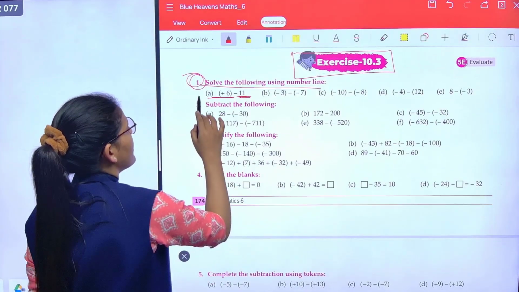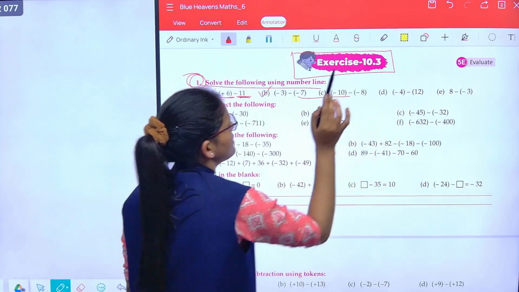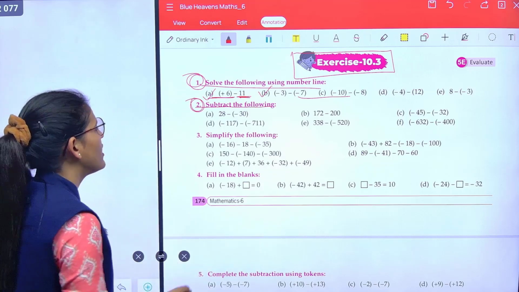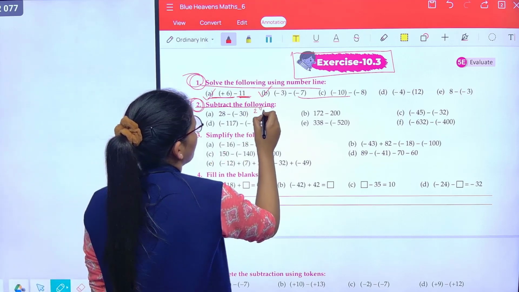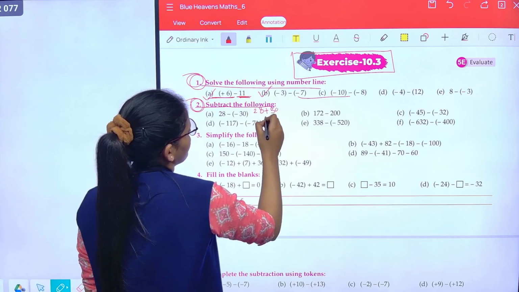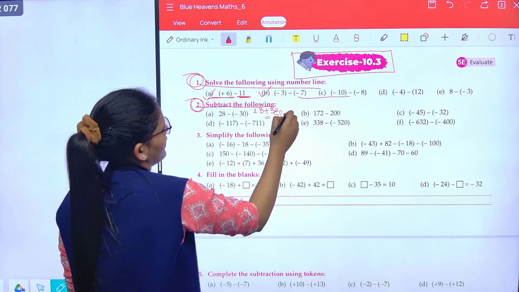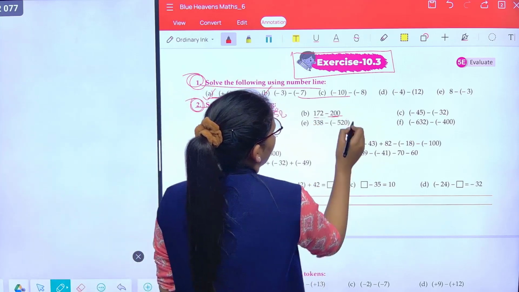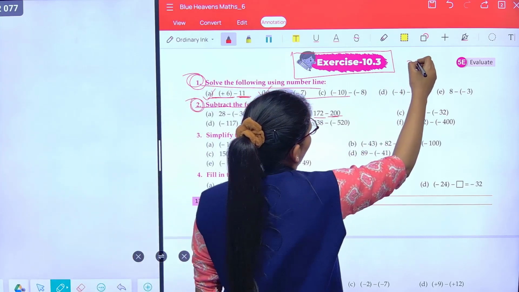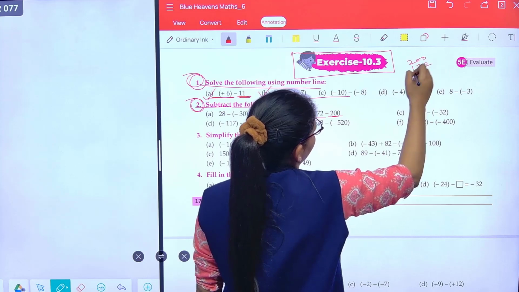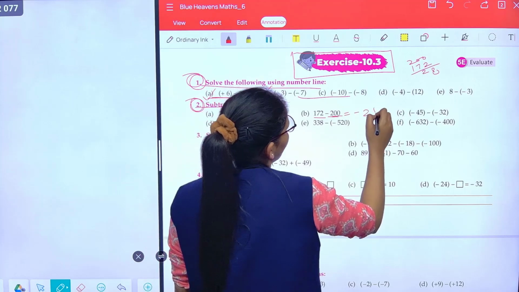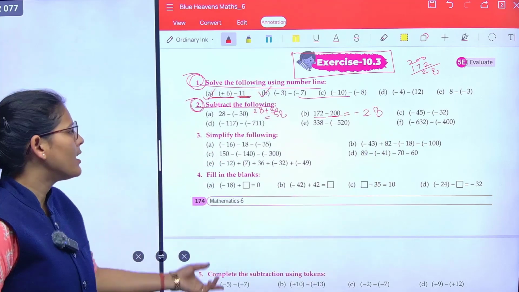Now class, A and B part is done. Rest of the parts, do yourself. Come on, question number 2. Subtract the following. Now class, you can see here 28 minus minus plus 30, that is class 58. Understand? You can see here 200 minus 172, that is 28. Now class, minus 28. Rest of the parts, yourself.